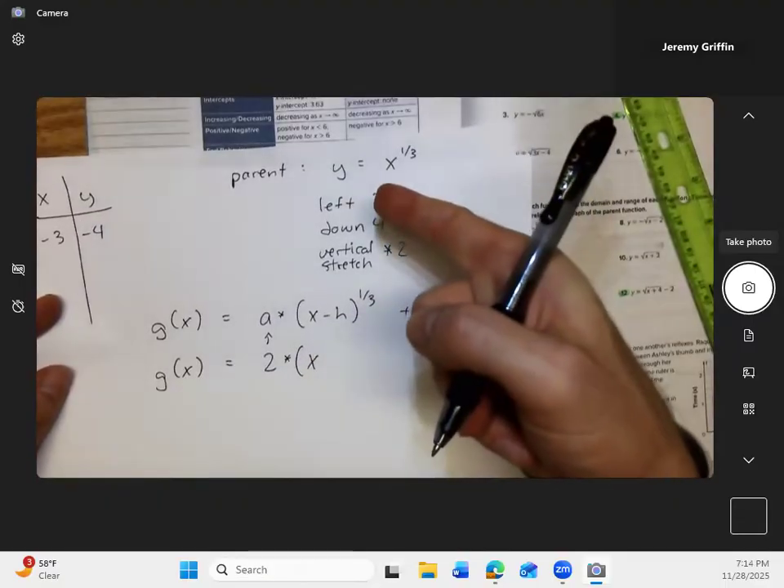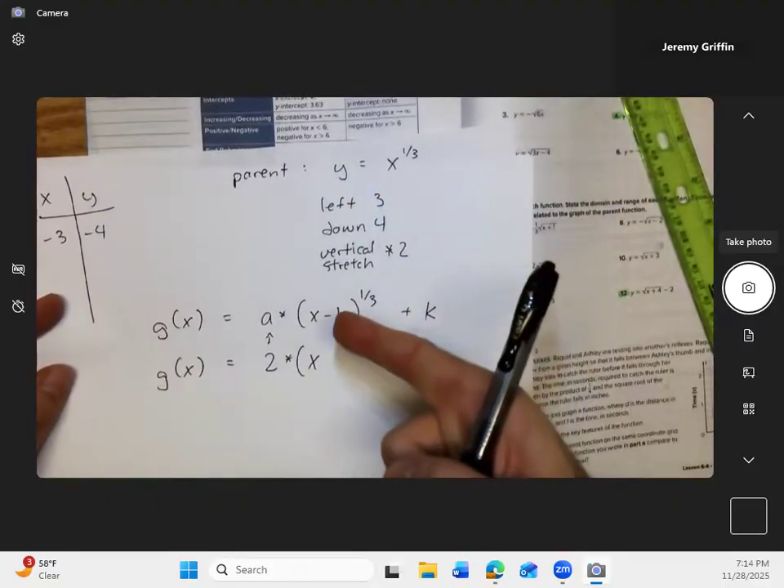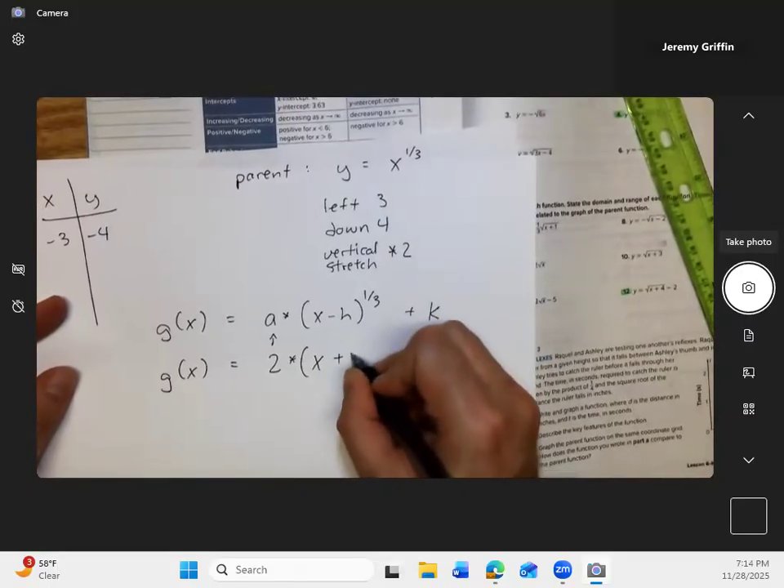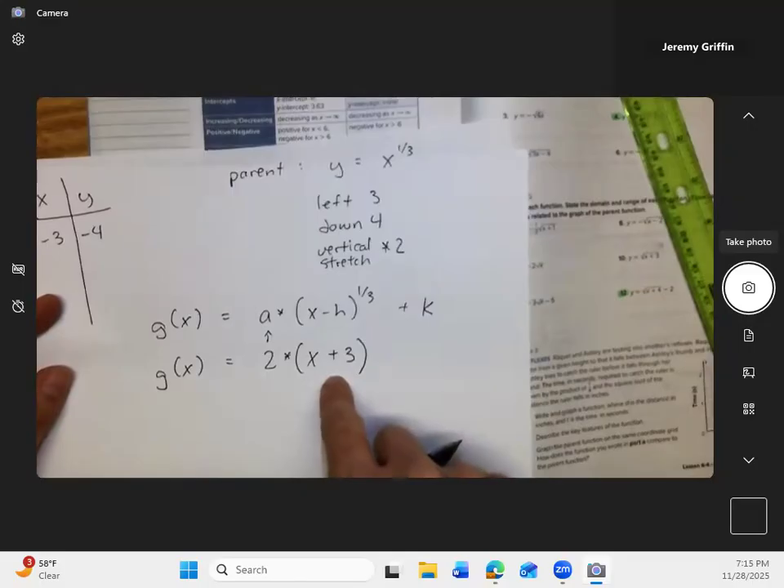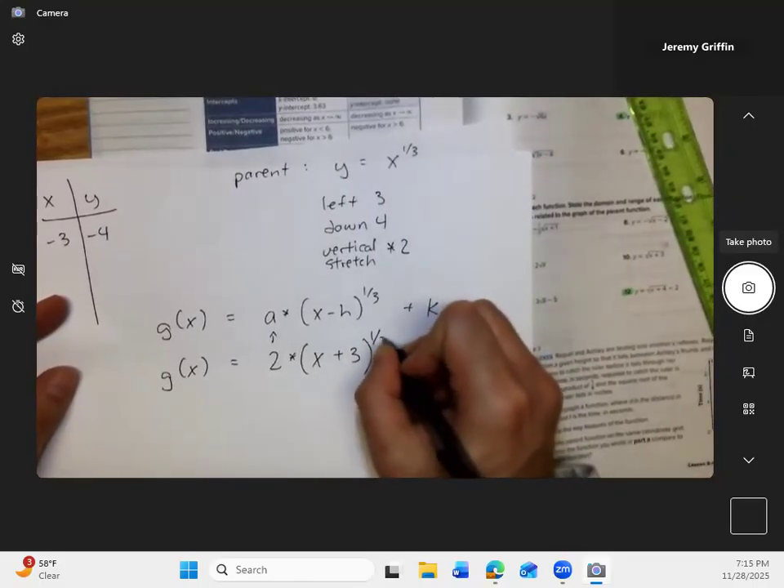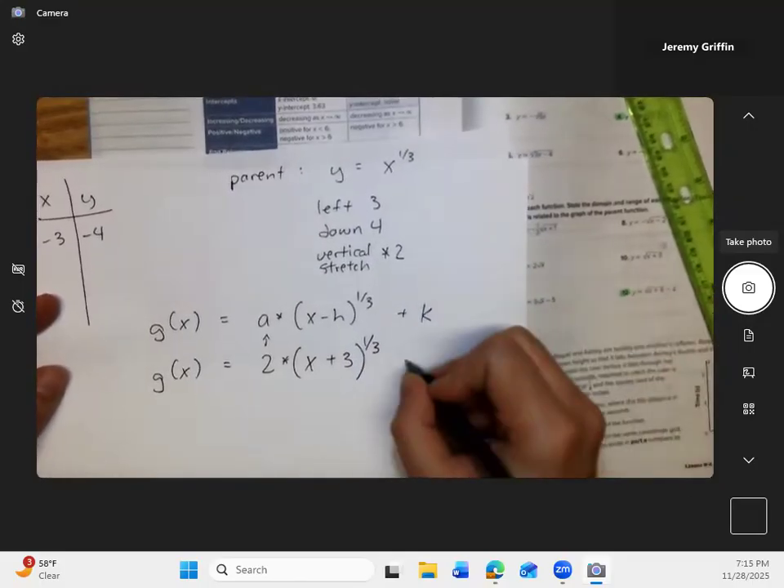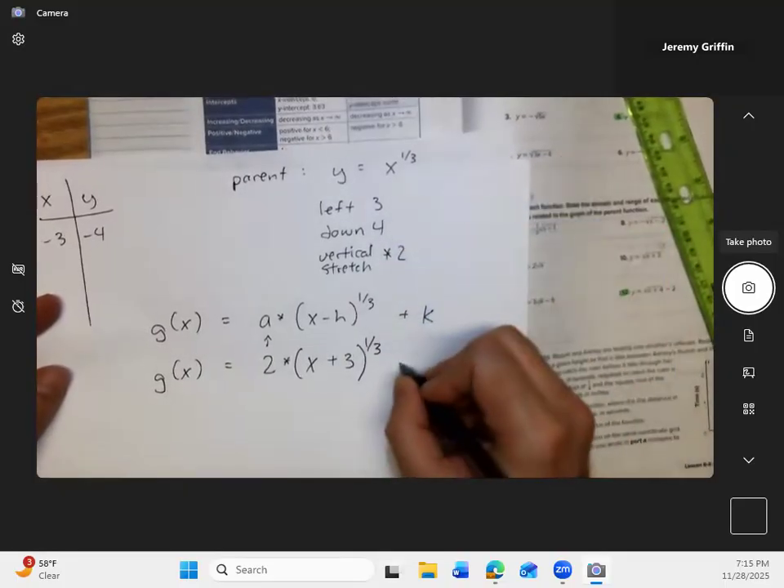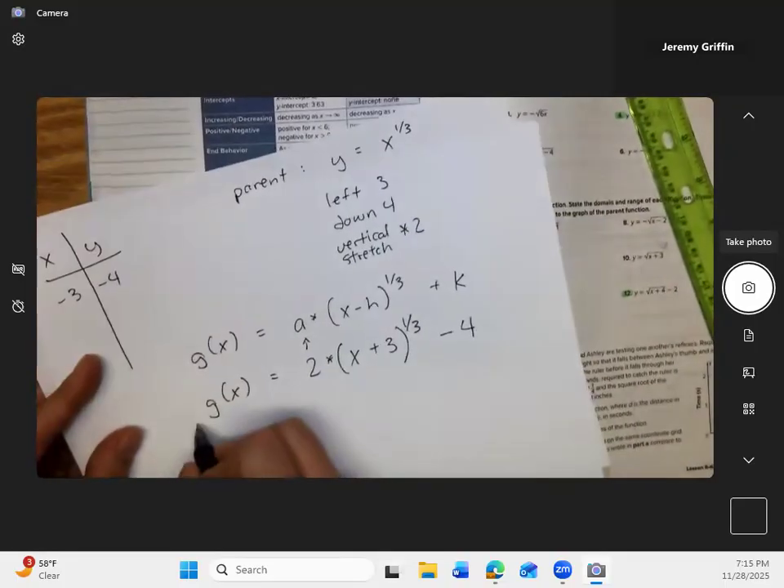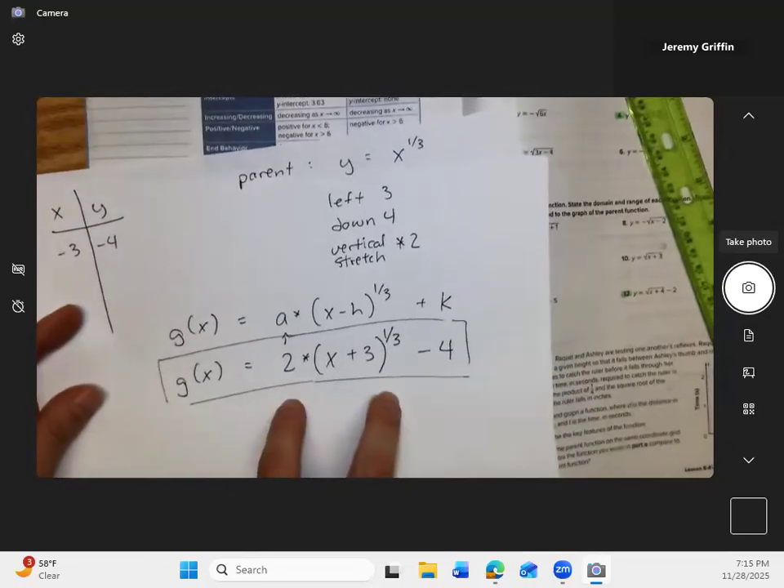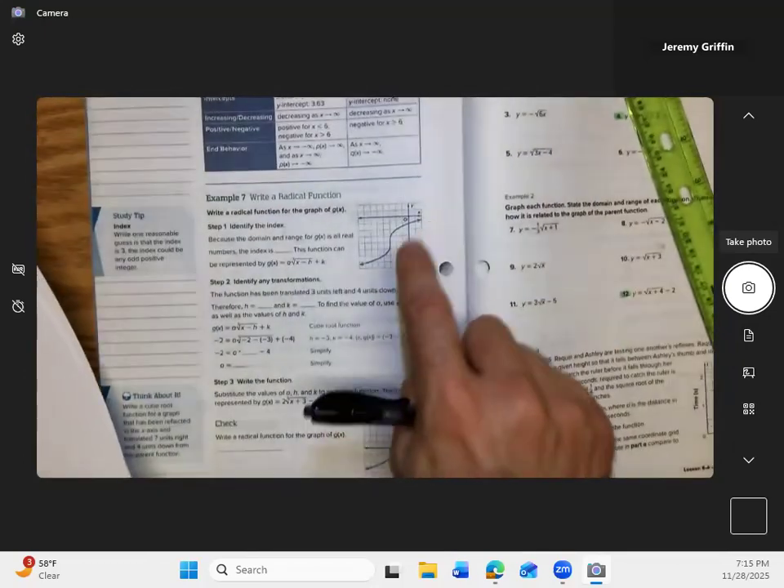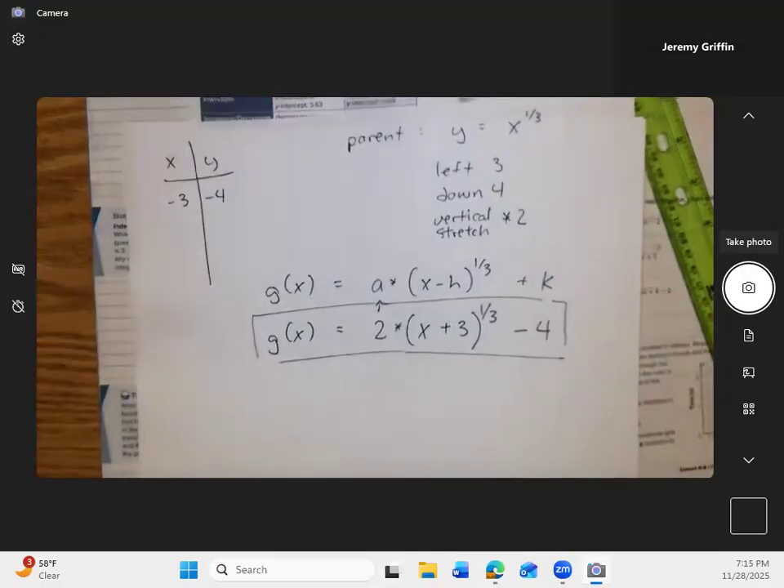Okay. Now I said left 3, so I have to do plus 3, right? Or you could say minus negative 3 or plus 3 to get it going to the left. Okay. Now still raise that to the 1/3 power, cube root. Okay. And then down 4, well, that means I have to subtract 4 at the end. I'm pretty sure this is the answer. Here's what I'll do: I will plug this expression into Desmos and see if it looks exactly like that, which it should.